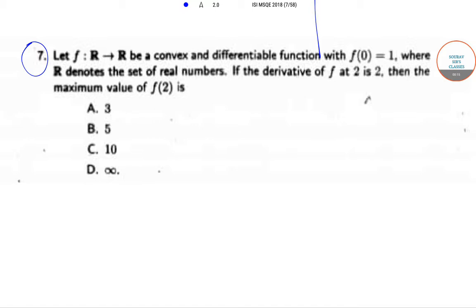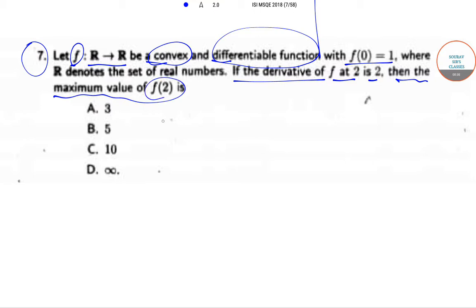In question number 7 it has been said that let f be a function which goes from R to R, and the function f is convex and differentiable with f(0) equal to 1. Now if the derivative of f at 2 is 2, that is f'(2) is equal to 2, then the maximum value of f(2) is, the options are 3, 5, 10 and infinity.